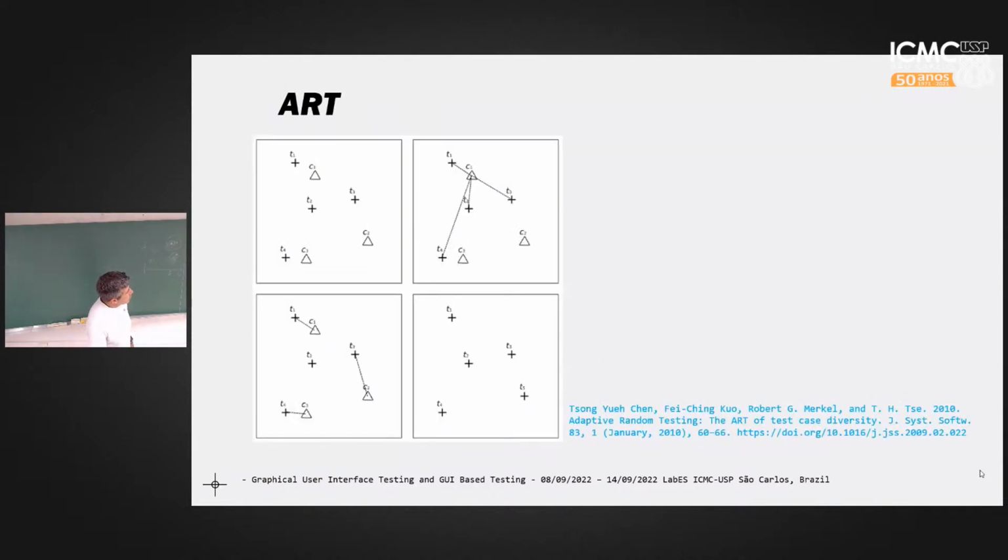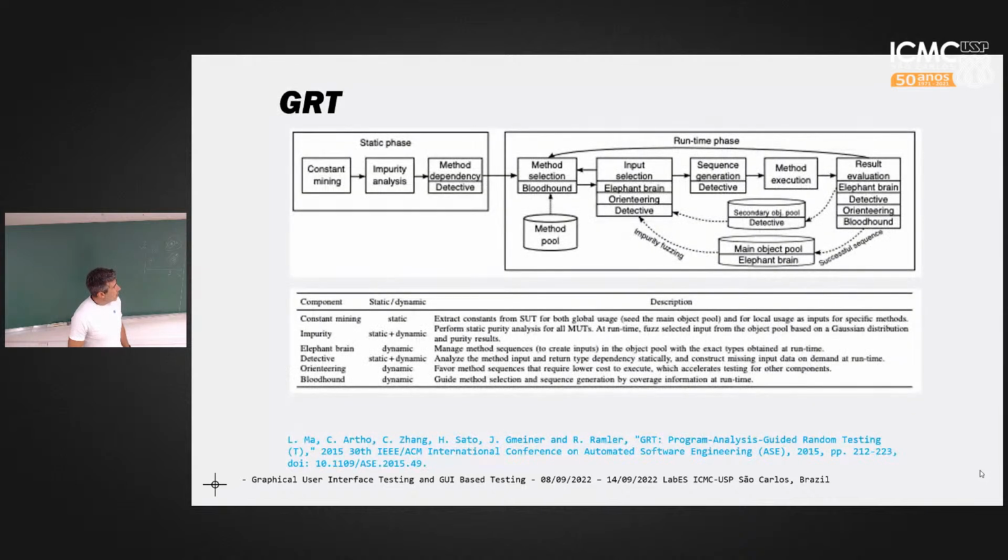This is only a graphical representation of how adaptive random testing works, and you have here the paper that introduced it, the most important paper, from my point of view, where adaptive random testing is introduced. And this is the approach of guided random testing that has been provided in this paper.